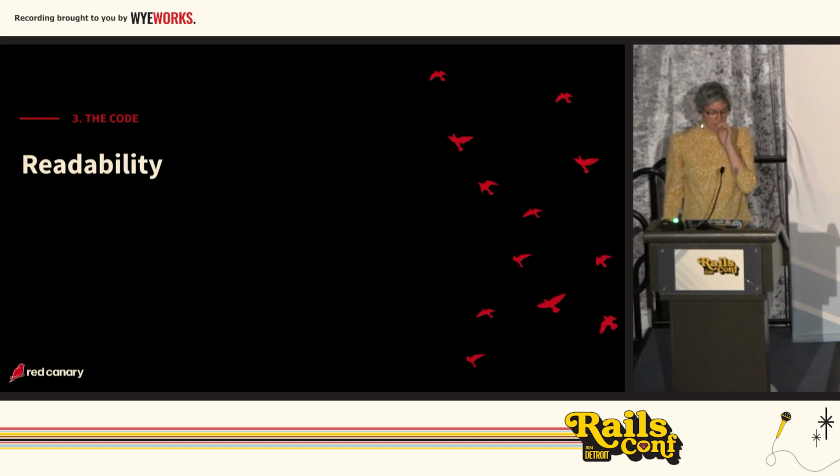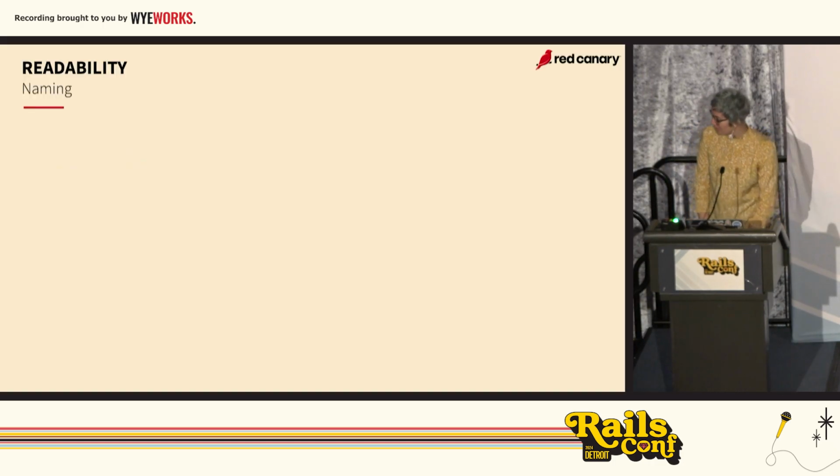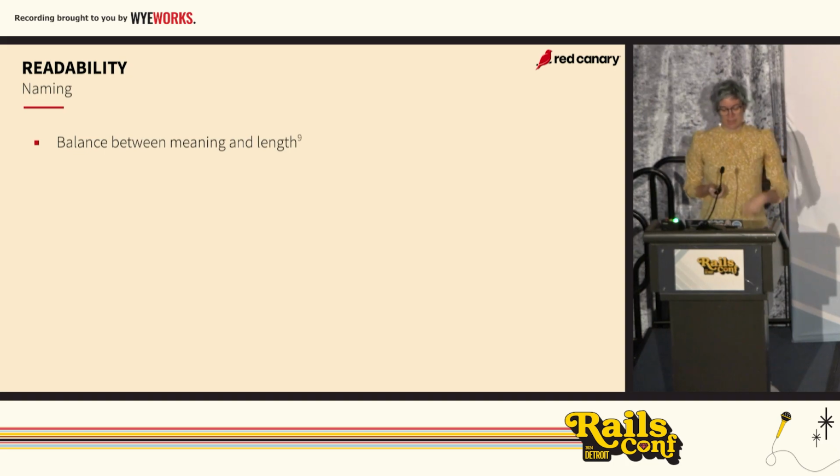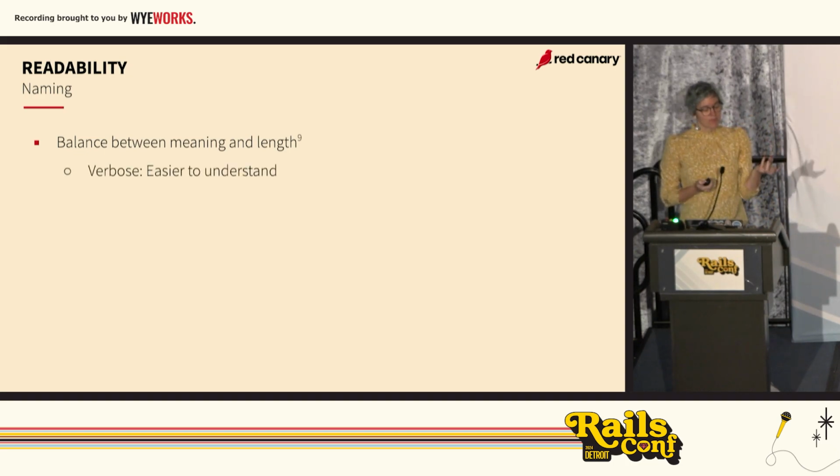So first, looking at the code, readability. We all know naming is the hardest thing to do in computer software, right? So let's make it a little better. One of the big things here is finding a balance between meaning and length, and I'm going to show some examples of what I mean by this. So we want to be able to convey our intention without having 30 character variable names and method names, right? So just trying to strike that balance. The more verbose it is, the easier it is to understand, but the shorter, the easier it is to skim.